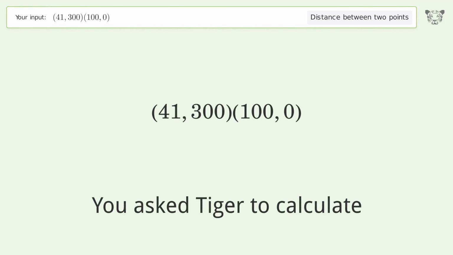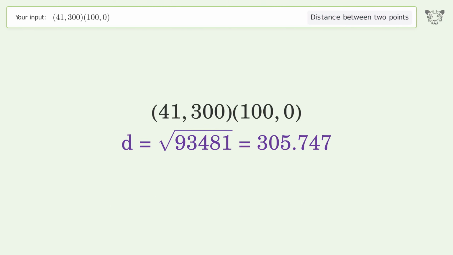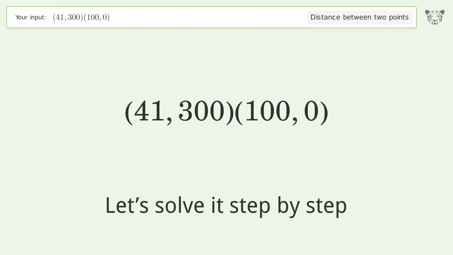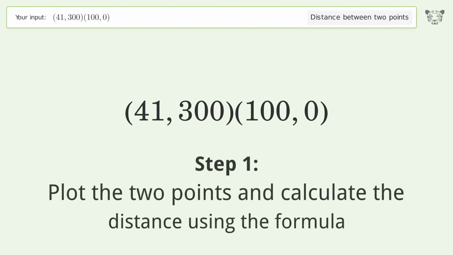You ask Tiger to calculate. This deals with the distance between 2 points. The distance between the 2 points is the square root of 93,481, or 305.747. Let's solve it step by step. Plot the 2 points and calculate the distance using the formula.